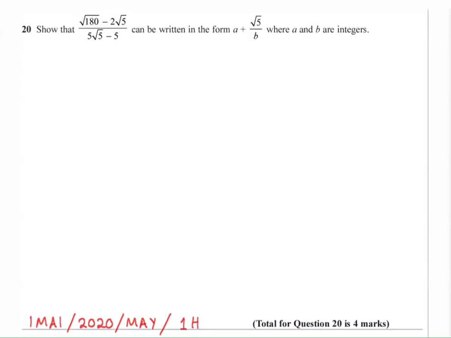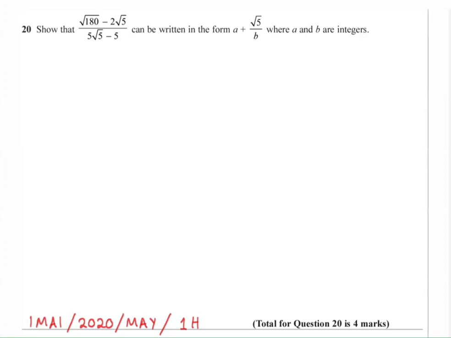Our question says, show that this expression can be written in this form. And not only that, they also say it right here where A and B are integers.